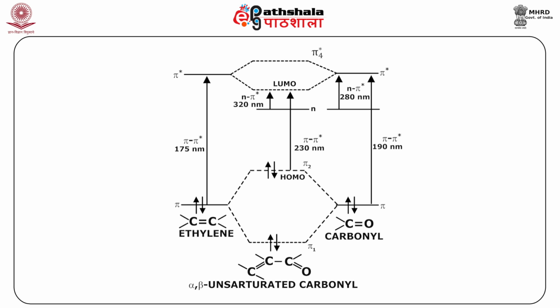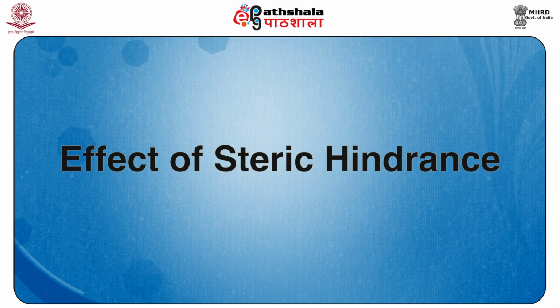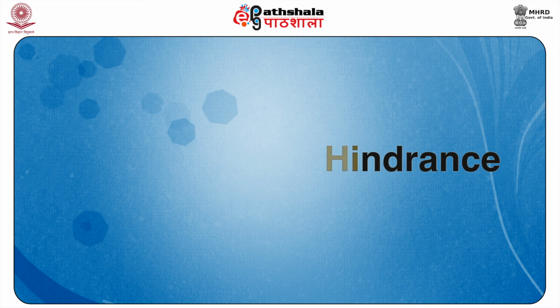Now, if the conjugated chain becomes long enough, the n to pi star band is buried into the more intense pi to pi star band system. The molecular orbitals of an alpha beta unsaturated carbonyl system, along with the isolated carbon-carbon double bond and a carbonyl group, show this clearly. Now, taking into account the effect of steric hindrance on the UV visible spectrum.